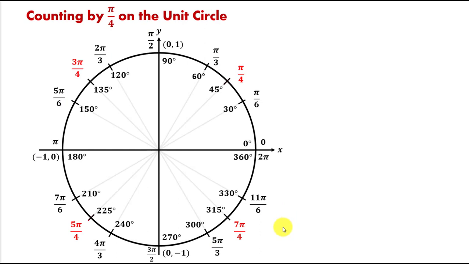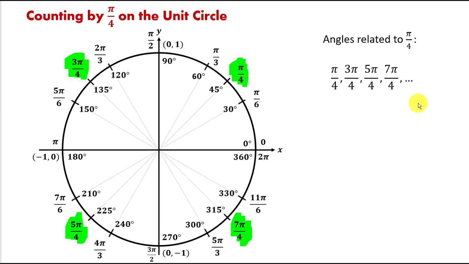Okay, so that's the clean version of what we just got. And basically, the only new angles that we added to the unit circle are the ones related to pi over 4. And once again, the pattern that we observed is being confirmed here as well. All radian measures of angles related to pi over 4 have the same denominator, and that's denominator 4.